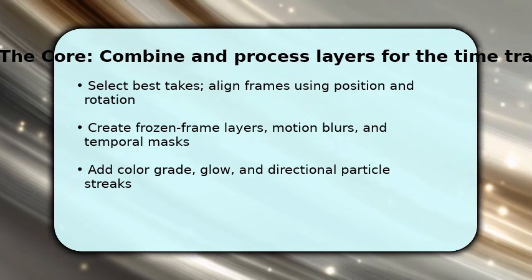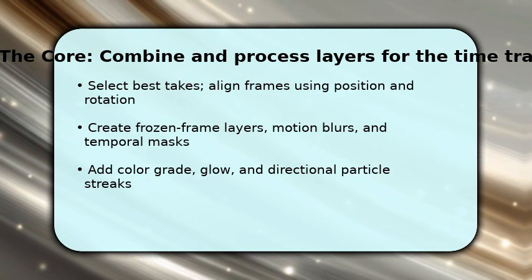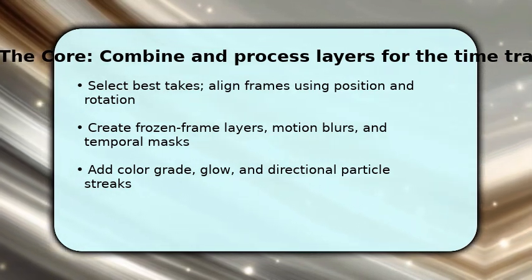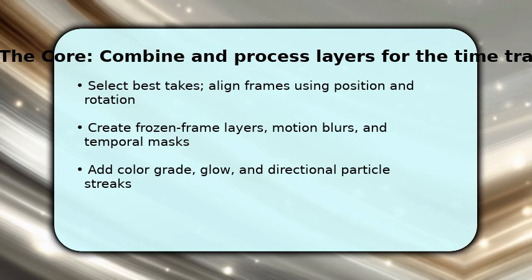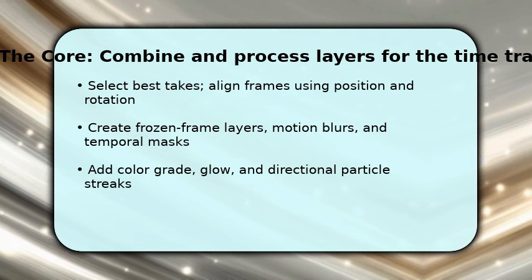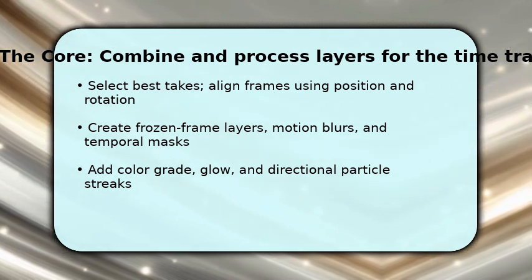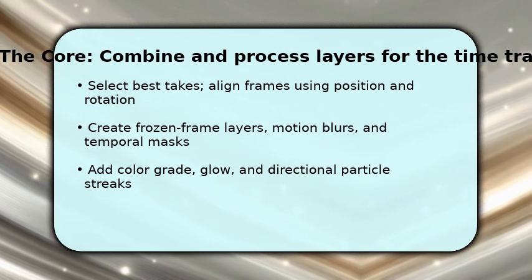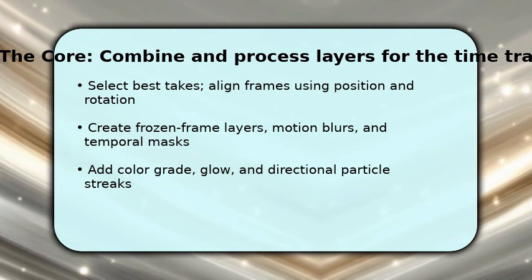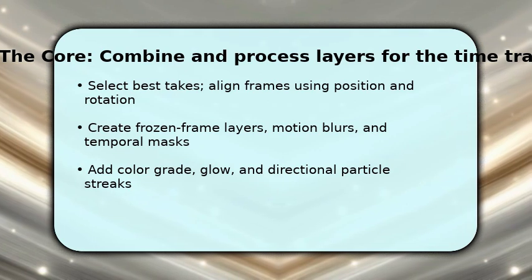Import align takes into your NLE or compositor and choose the cleanest frames for each moment. Use a temporal mask to freeze the subject at a chosen frame, then blend a motion-blurred trailing layer behind it to imply displacement. Make sure to feather masks and match grain. Once blended, add a subtle glow and directional particle streaks moving away from the frozen subject. These sell velocity. Finally, color grade the composite so the frozen area contrasts slightly with the background, enhancing the illusion.